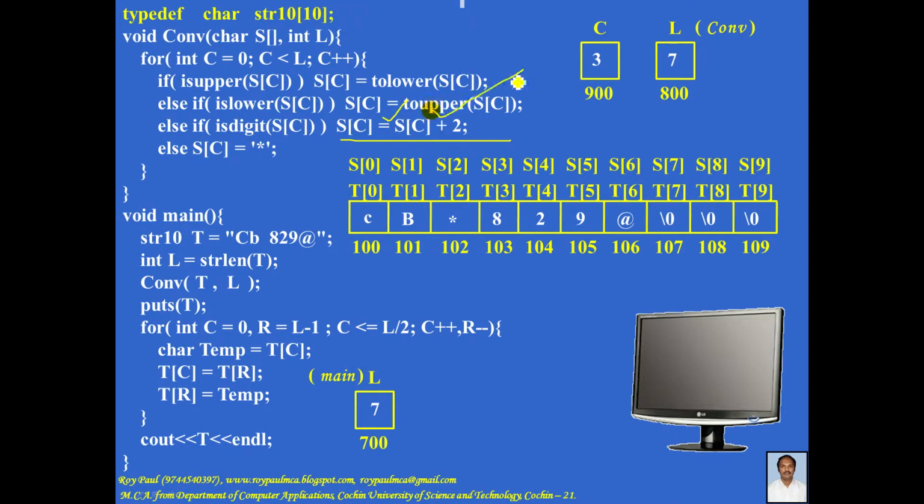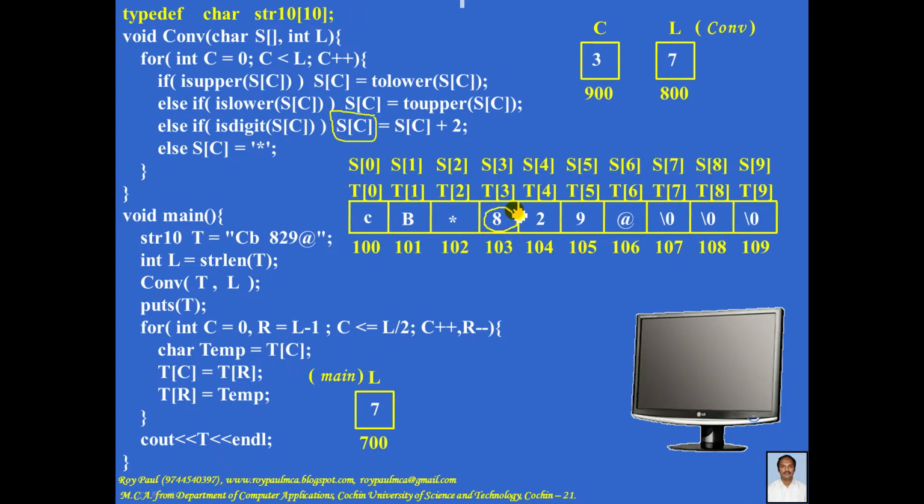Now assignment operator, right hand side assigned to left hand side. C is 3, S of 3, it is character constant 8. Now plus integer constant 2. So new point. How do you add a character constant with an integer constant? The ASCII value for this character constant should be added to 2. For 0, the ASCII value is 48. So for character constant 8, the ASCII value is 48 plus 8, 56. So 56 plus 2, 58. So this S of 3 contains 58.